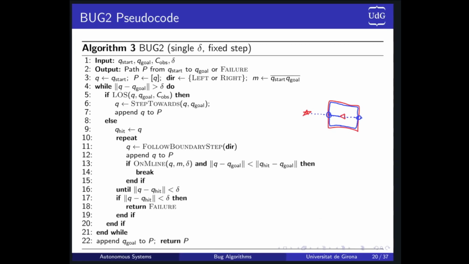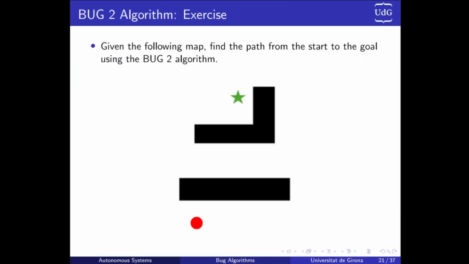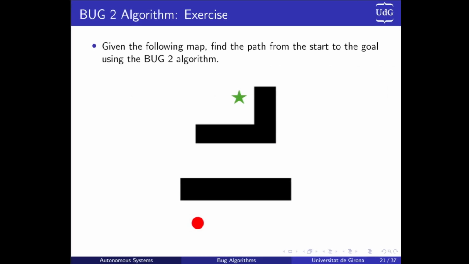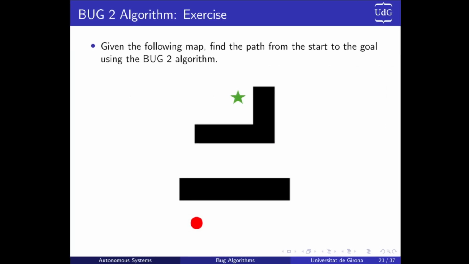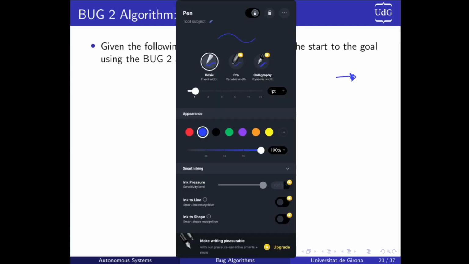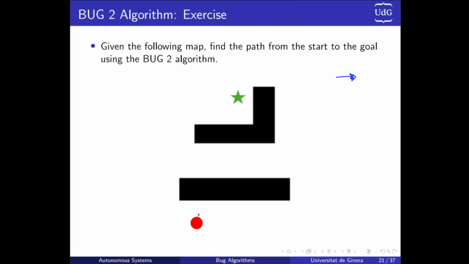Okay. Let's see how it behaves with the standard example that we have done. Let's start moving right. We will draw the M line. The M line will always be the same. Then I draw in a different color.